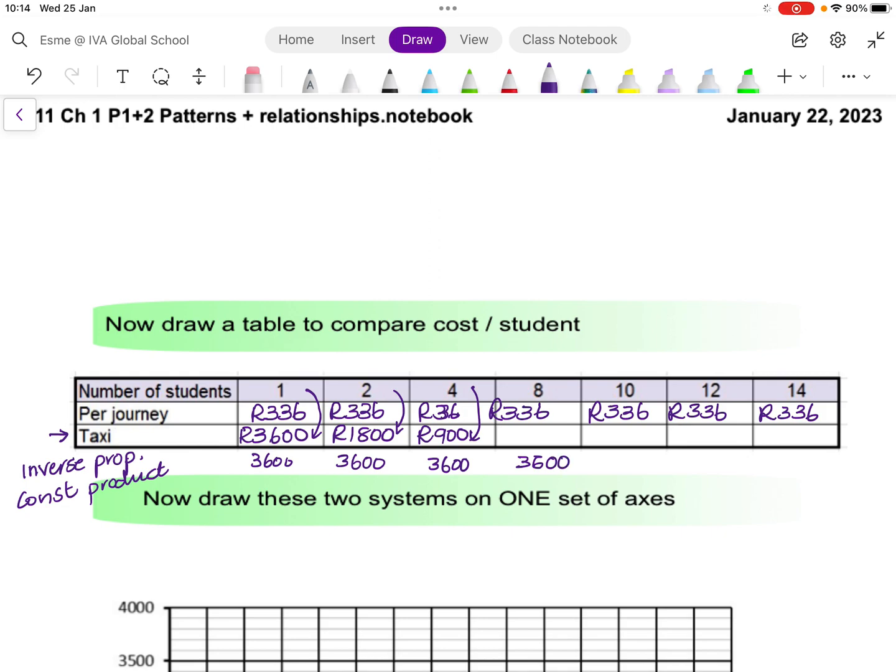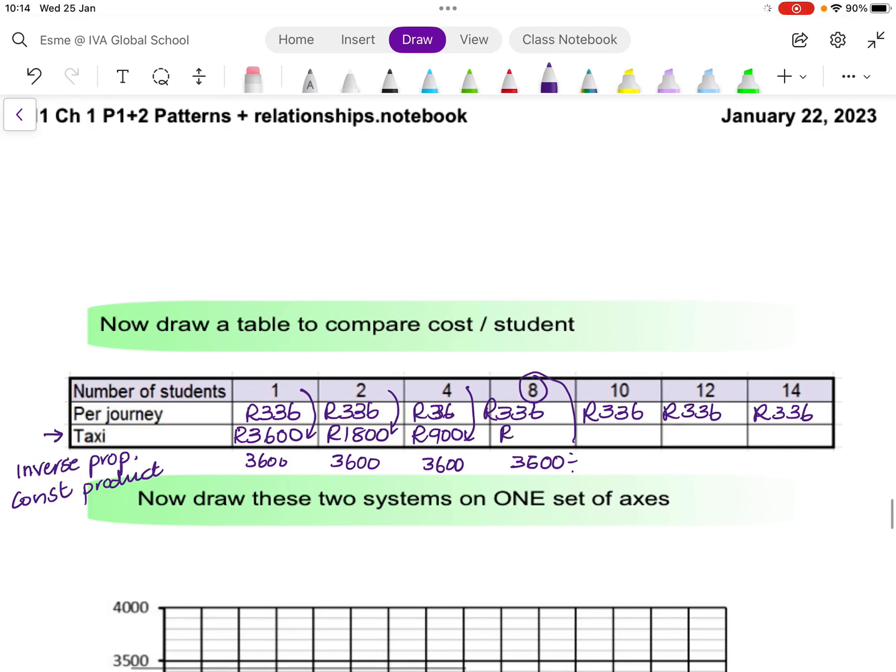So I can say 3,600 divided by 8 would give me 450 per student. 3,600 divided by 10 will give me 360. 3,600 divided by 12 will give me 300. If I divide by 14, I'm going to get 257.14.